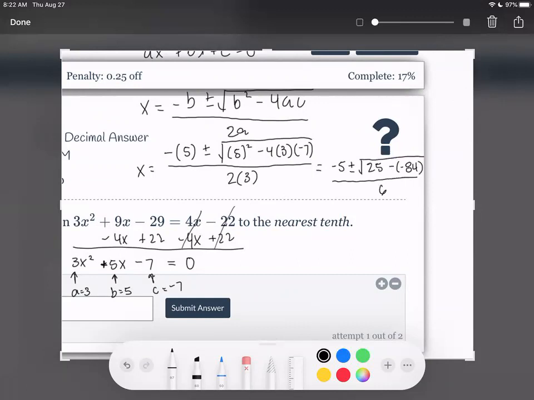Okay, we're going to keep going. Negative 5 plus or minus 25 minus a negative 84. So subtracting a negative is really just adding it. So 25 plus 84, that gives us 109. All over 6. Any questions up till here?